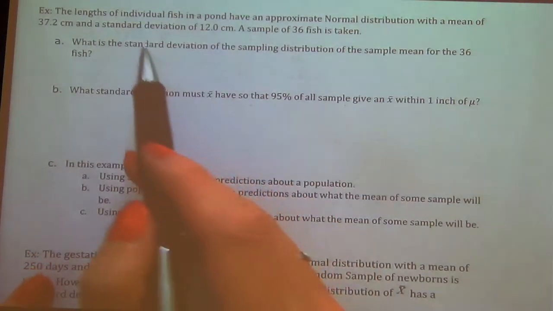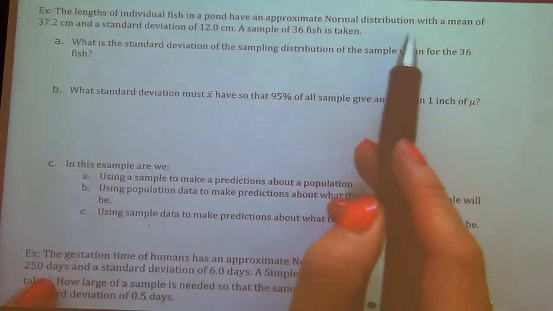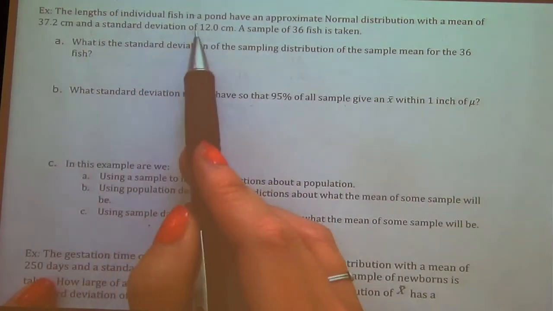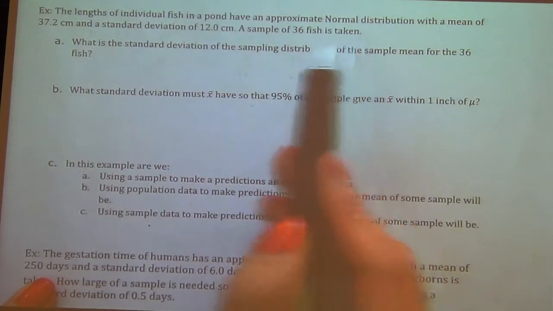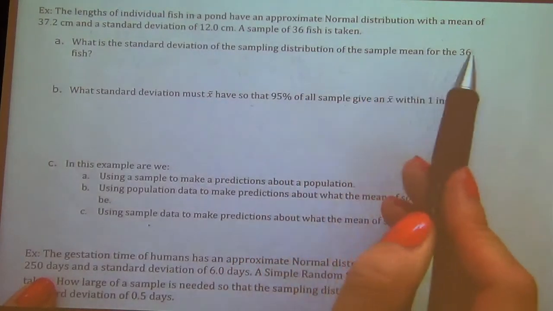First example, it says the length of individual fish in a pond have an approximate normal distribution with a mean of 37.2 and a standard deviation of 12. A sample of 36 fish is taken. Okay, what is the standard deviation of the sampling distribution of the sample mean for the 36 fish?